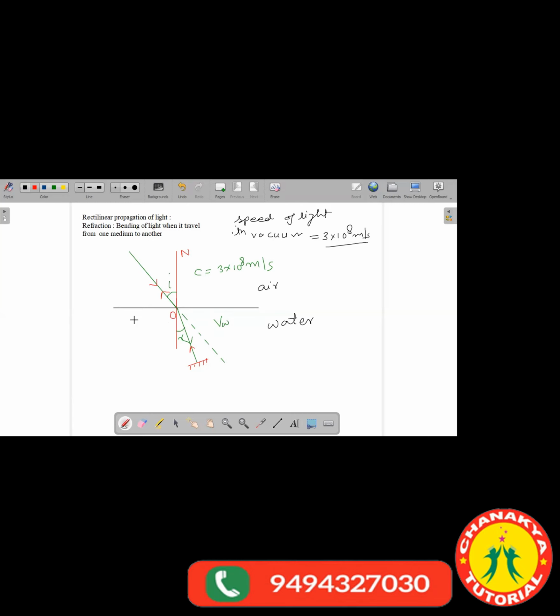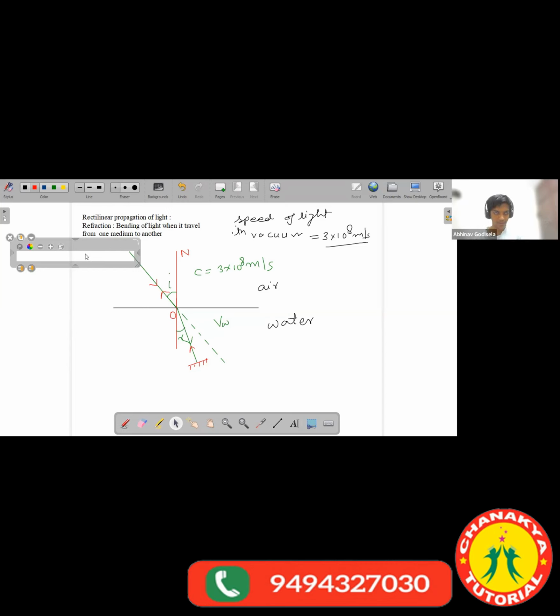So we can keep in mind a point of view when a ray of light enters from a rarer medium to a denser medium. So what medium can we call the rarer medium and what medium can we call the denser medium? Okay. So which medium will be called a rarer medium? See, the medium in which the speed of light is high, that we'll call the rarer medium.